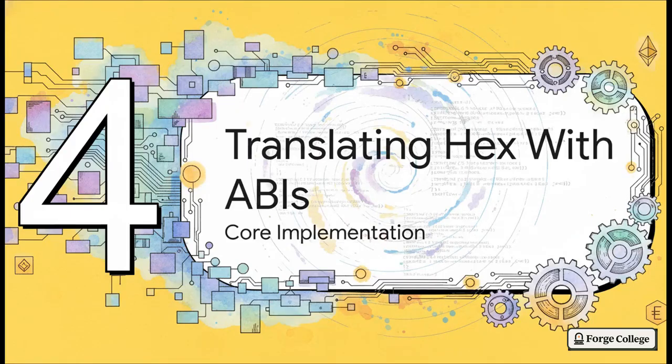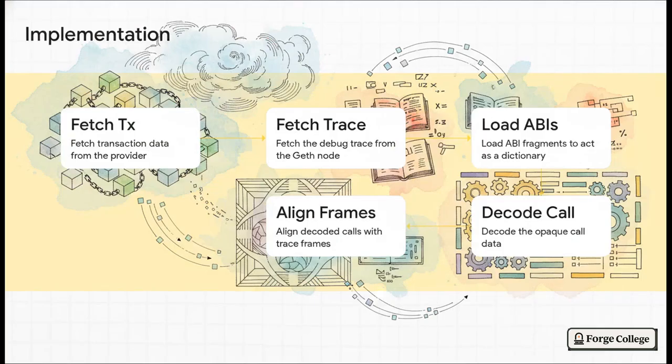Which brings us to section 4, translating hex with ABIs. Let's look at the core implementation pattern. Okay, so here is where the magic really happens. This 5-step blueprint is basically the engine of our script. Check this out. Step 1, we grab the transaction data. Step 2, pull the debug trace. Step 3, load up our ABI dictionaries. Step 4, decode that opaque call data. And finally, step 5, we align those freshly decoded calls directly with our trace frames. It's this incredibly elegant, repeatable loop that systematically transforms raw data into something we can actually interpret.